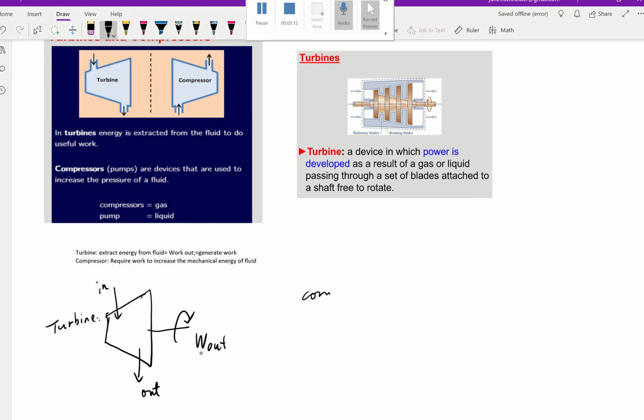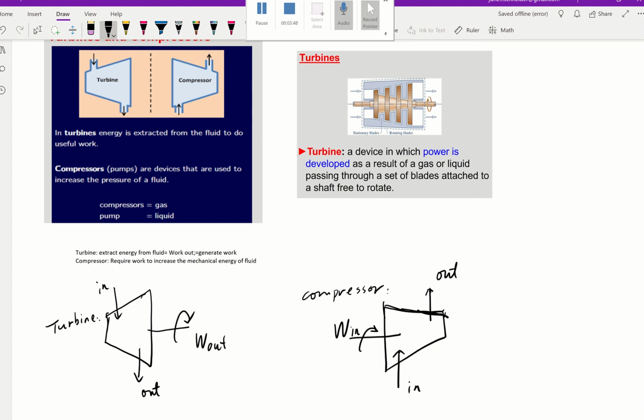However, for a compressor, it's the opposite. You go from the big end to the smaller end. Something comes in, that's the inlet, and then you go out, that's the outlet. In order to do that, you compress, so you require work. You have work coming in. Okay, so that's the difference between the two of them.